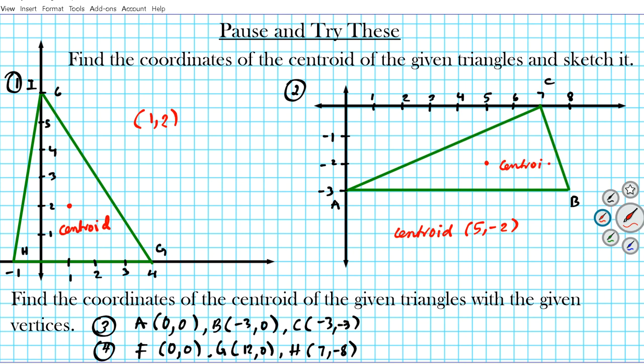And then for number 3, the centroid is -2, -1. And then for number 4, the centroid is 19/3, comma, -8/3. All right, ladies and gentlemen, how well did you do in these practice problems?